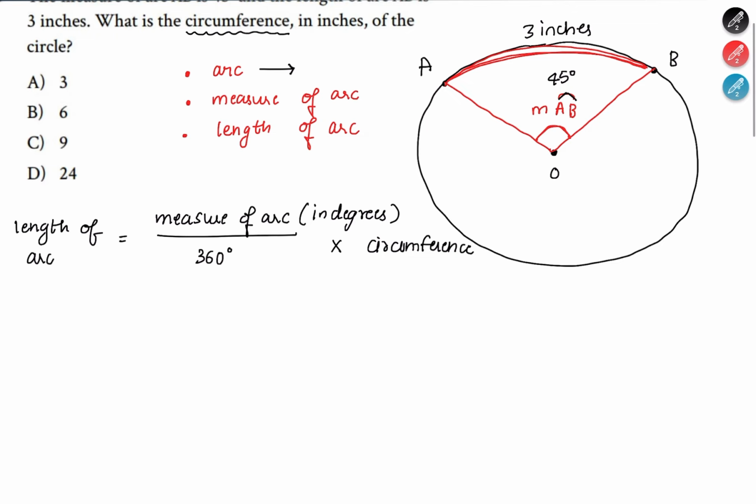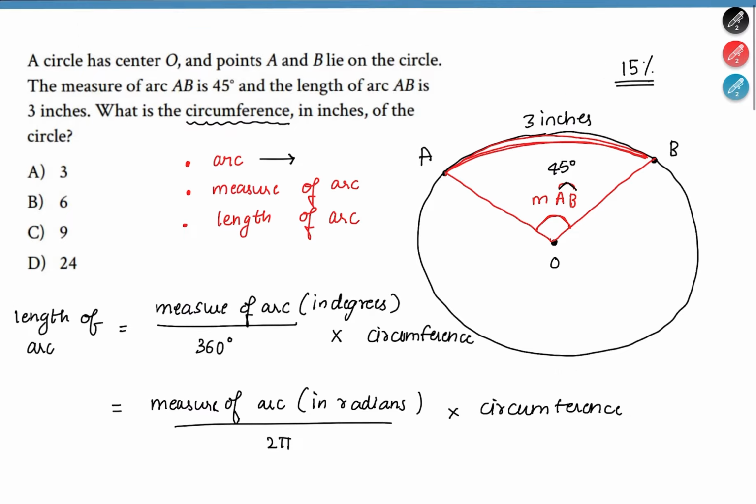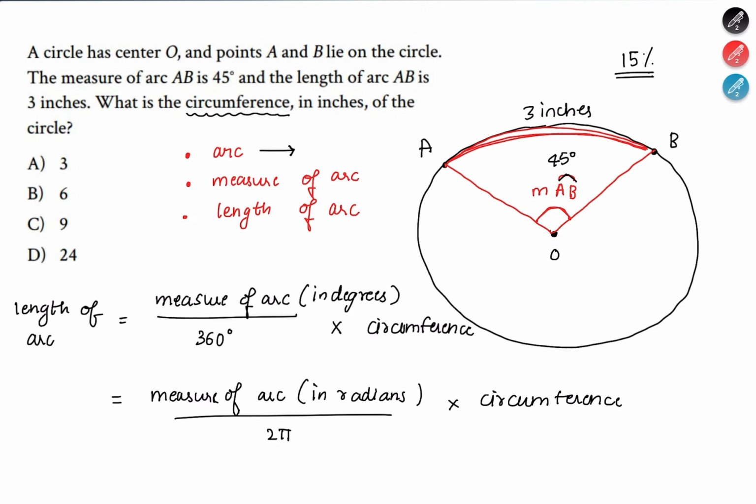Or sometimes you also measure an angle in radians, right? So if you measure the angle in radians, then your measure of arc would be in radians. So you divide it by 2 pi radians and multiply it with circumference again. Right? These two are essentially the same. The only difference is in which unit you are measuring the measure of the arc.